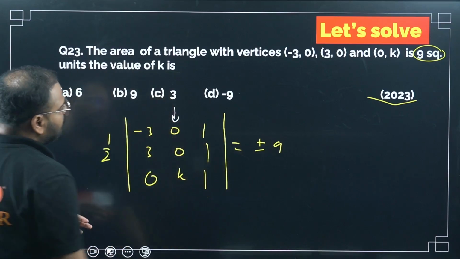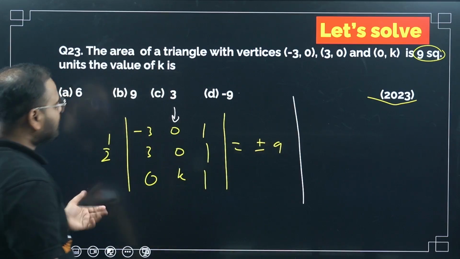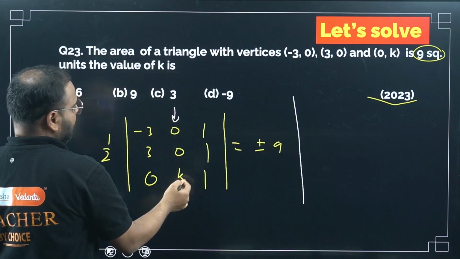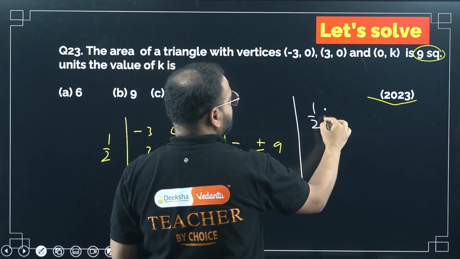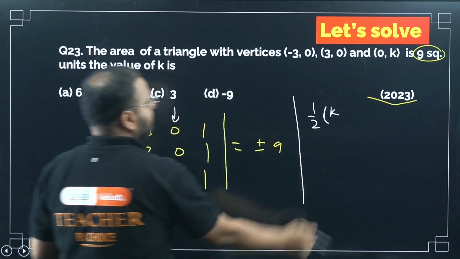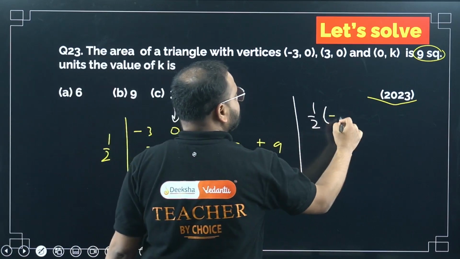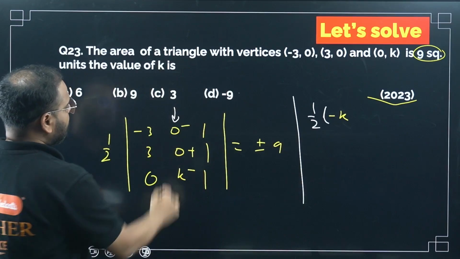Okay, I am not sure. Let me solve it anyway. I think the answer should be C, but let me try anyway. So if I do across this, I'm only doing across k, right? So what will I be getting? Half of... k will be negative, right? Why will k be negative, sir? Please check here. This is negative, this is positive, this is negative. So k is negative. Okay, cancel this out.